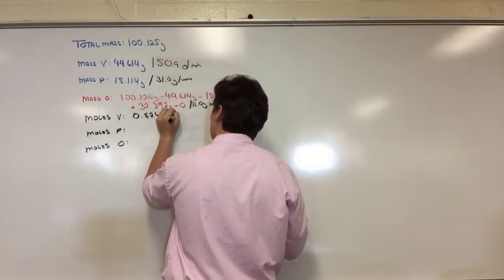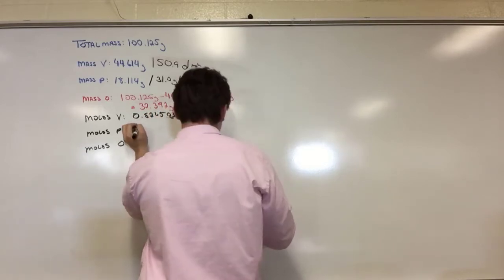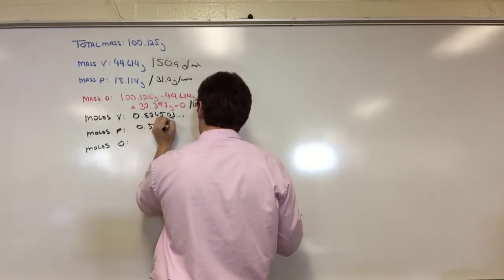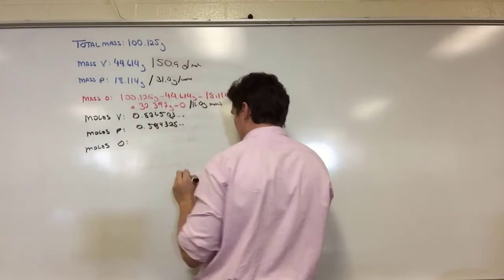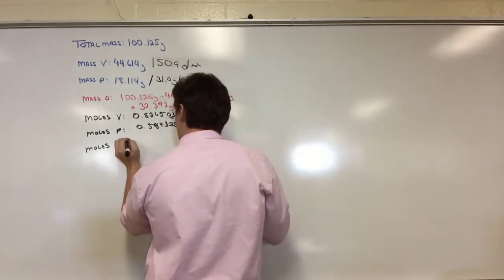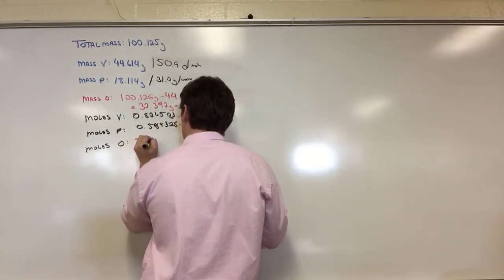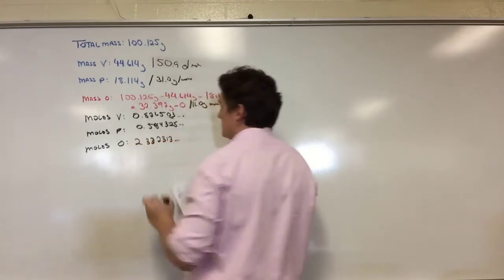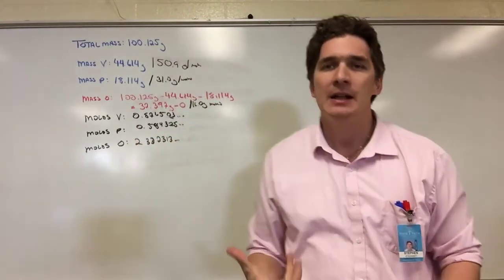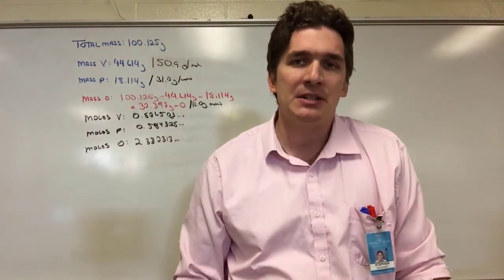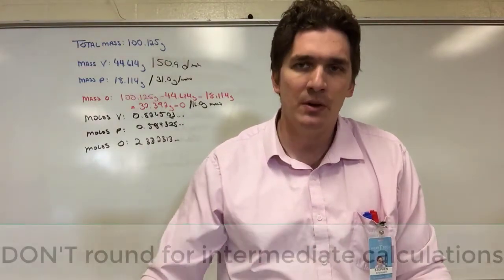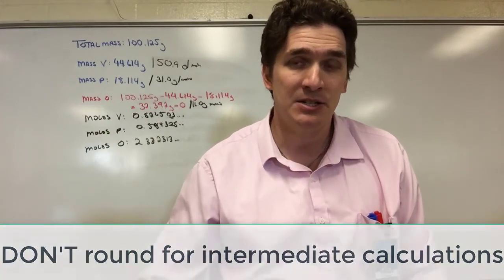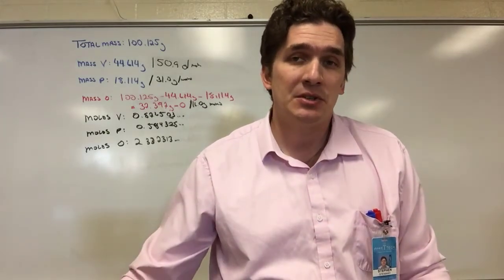0.87653 moles of vanadium, 0.58433 moles of phosphorus, and 2.37313 moles of oxygen. Now, at this intermediate calculation, ideally you don't round. You want to keep all the decimal points in here because this is an intermediate calculation and you don't want to get errors associated with rounding.